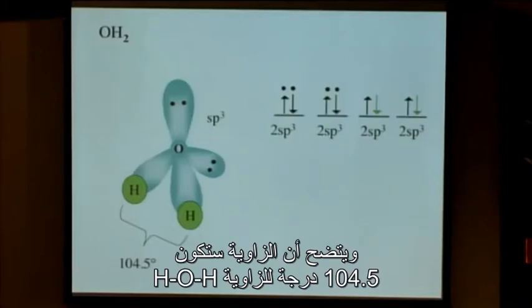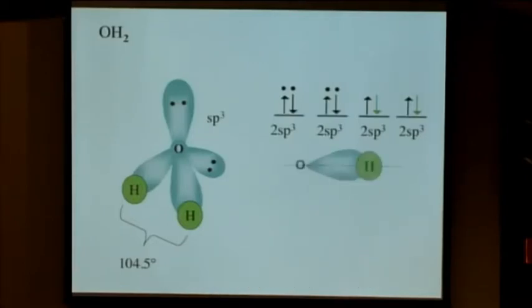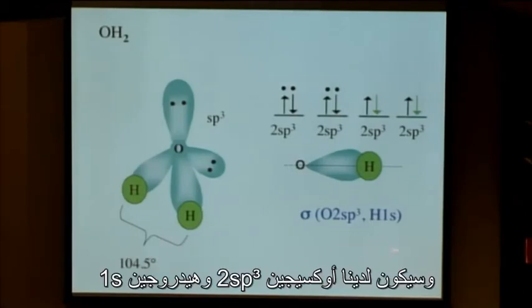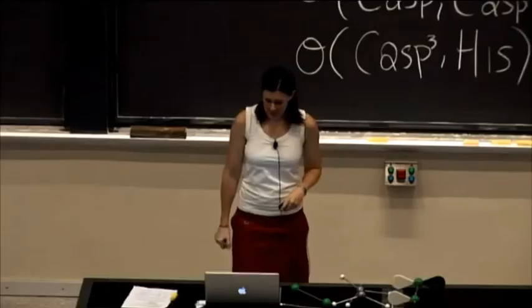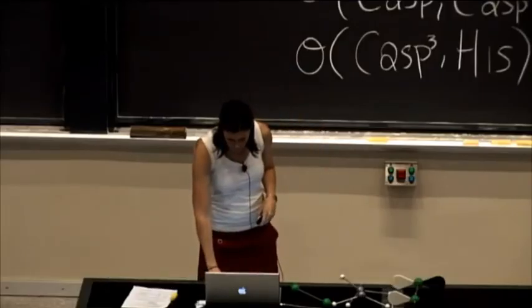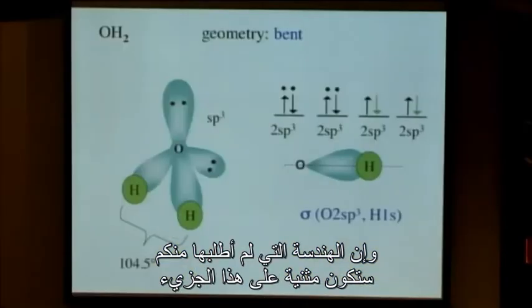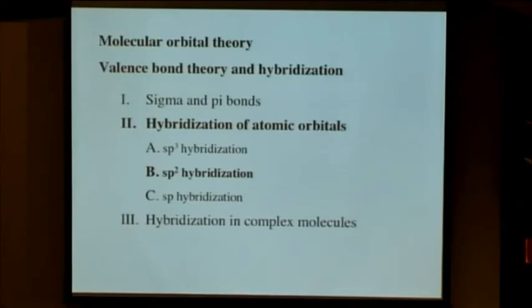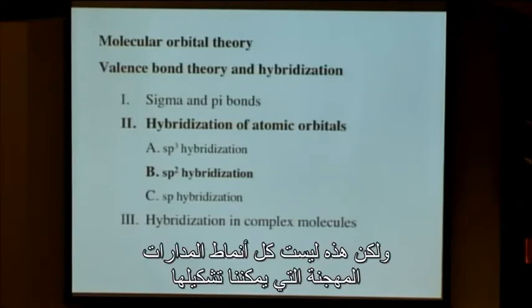The bond, it turns out, is 104.5 degrees, the HOH bond. So in terms of naming our OH bond, it's right here. It's going to be a sigma bond, and we have oxygen sp3 and hydrogen 1s. And the geometry, which I didn't ask you, is going to be bent for this molecule. All right, so that's sp3 hybridization, but those aren't the only type of hybrid orbitals that we can form.